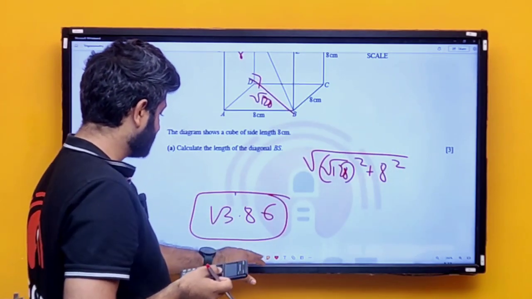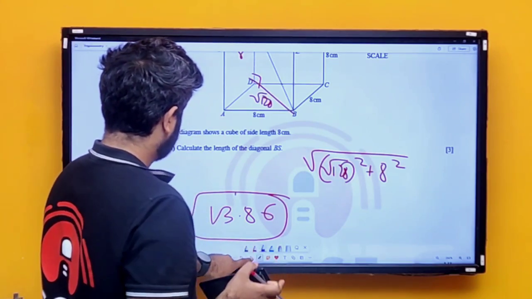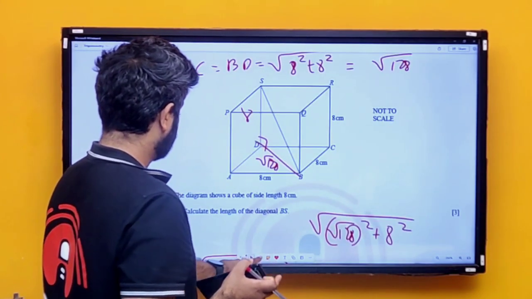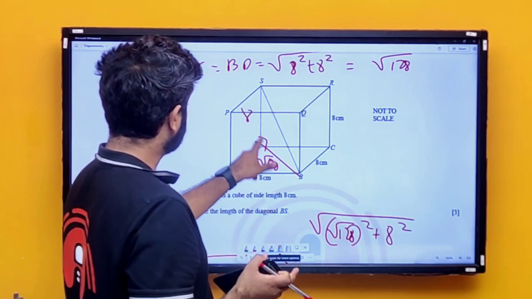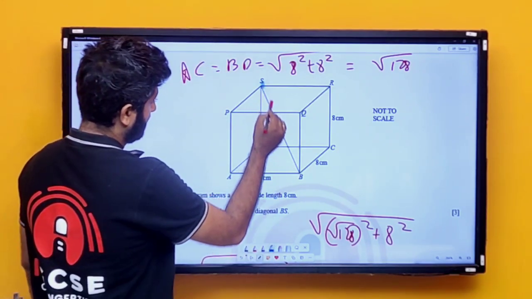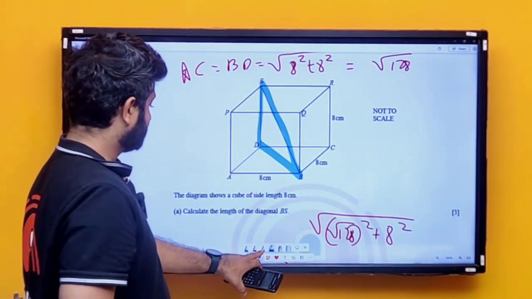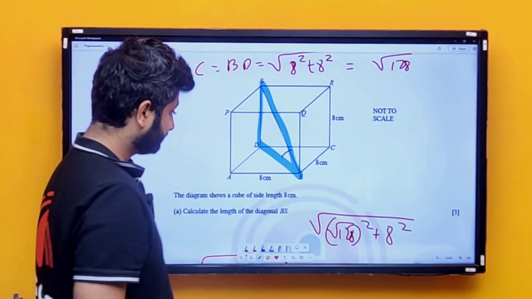Next, find angle SBD. Okay, I'm supposed to find angle SBD. Just let me draw this first. Let me draw the triangle. Let me erase everything else. And I'm supposed to find angle SBD. Right. So I'm supposed to find, guys, this angle.